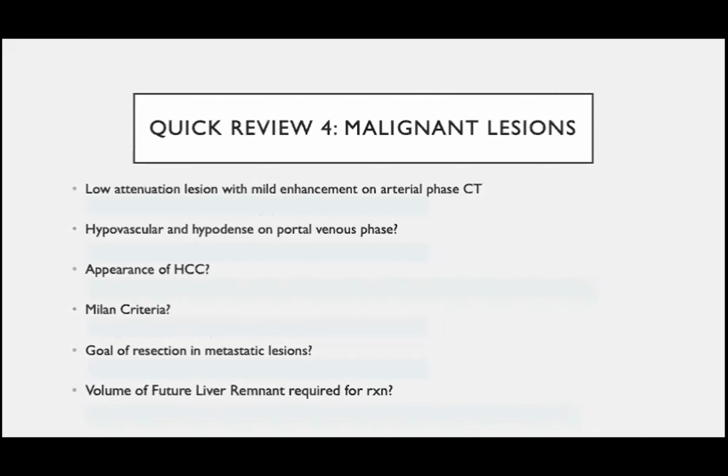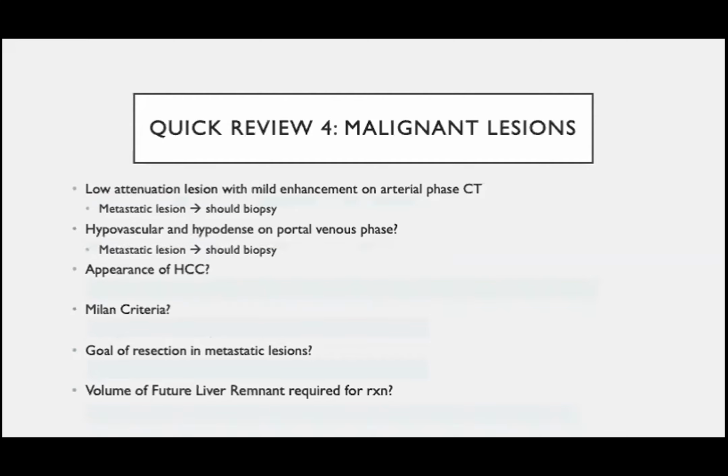who's up? Surjonk, do you wanna, what is a low attenuated lesion with mild enhancement on arterial phase? HCC? Yes. No, sorry, metastatic lesion. You should biopsy that. What about a hypovascular and hypodense lesion on portal venous phase? It's like colon cancer, but I don't know. Yes.